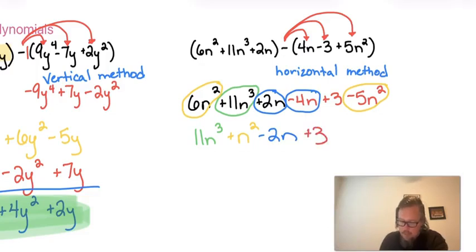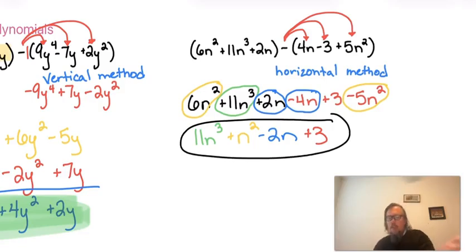And then all that's left is just that plus 3. And so here's our solution: 11n cubed plus n squared minus 2n plus 3. So the only tricky part of this is the negative sign in front of the parentheses. As long as you take care of the negative sign in front of the parentheses, it's exactly like adding polynomials.